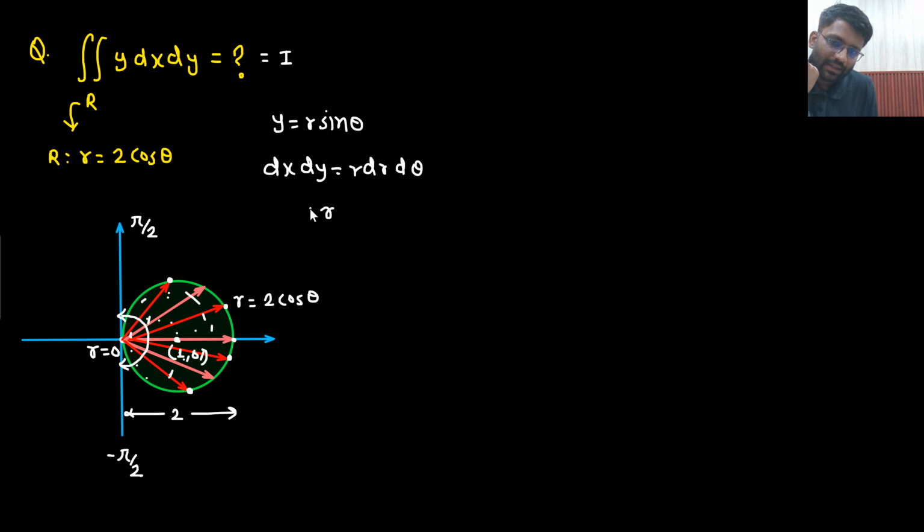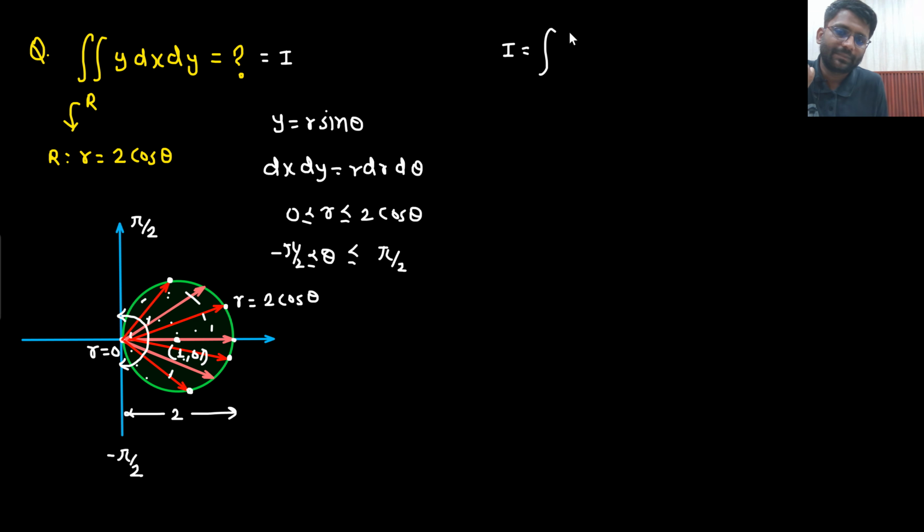What is r? Sir, r is going from 0 to 2 cos theta. And what is theta? Sir, theta is going from minus pi by 2 to pi by 2. I hope you understand this. So all these things I will write down here. My I will be, y equals r sin theta, r dr d theta. Value of r is going from 0 to 2 cos theta. So first we have to solve the variable limit. Then theta is going from minus pi by 2 to pi by 2.